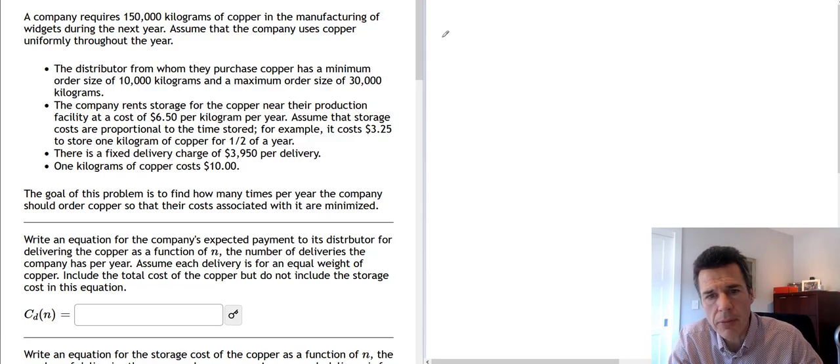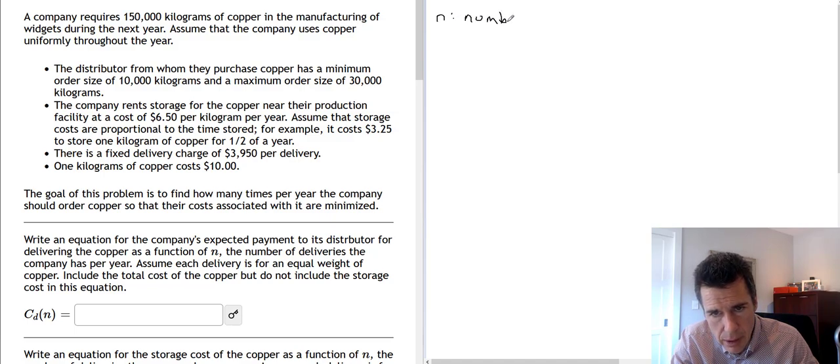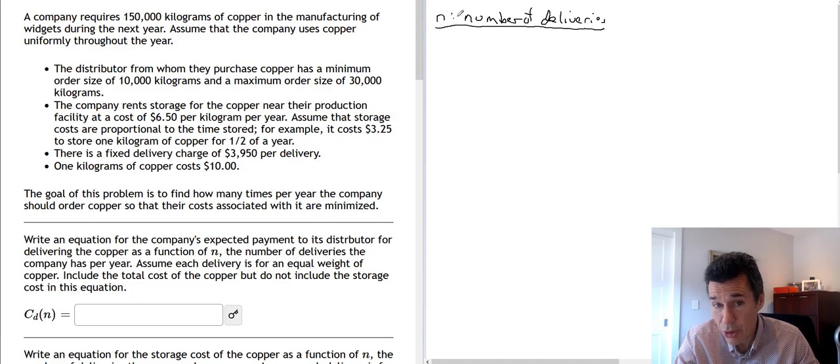Okay, so first, we're going to let N be the number of deliveries. And I'm writing this down so that whenever I use N, I remember what it means or have a chance to look up and see what it means. Okay, so we're looking for delivery costs.